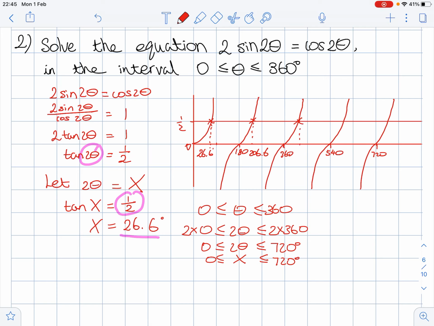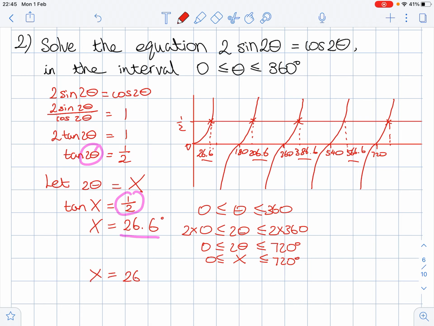Then I know it repeats every 180, so I need to add another 180. So I know this point here must be 386.6. Then continue adding 180. So this point here is 566.6. And again, add another 180. This point is past 720, so we're not interested anymore. So those are the values I'm interested in.